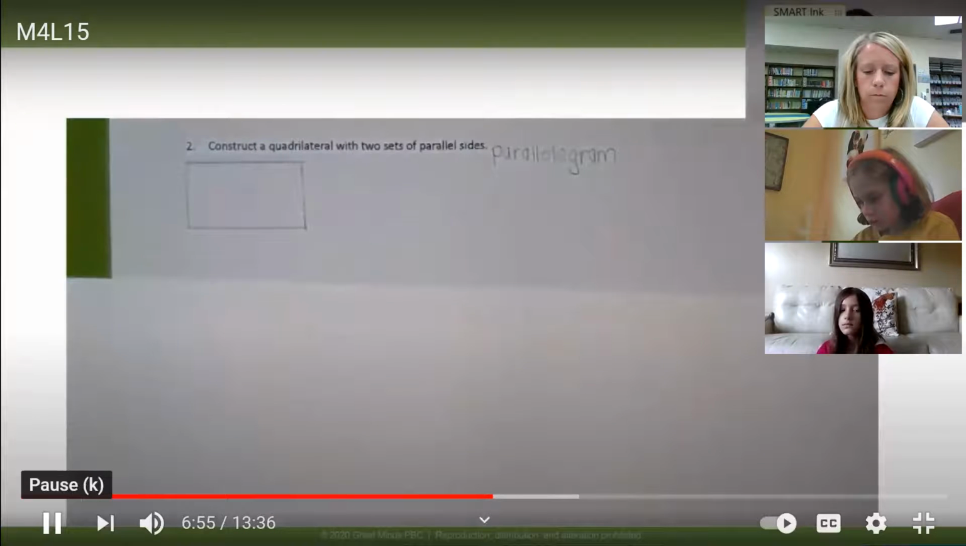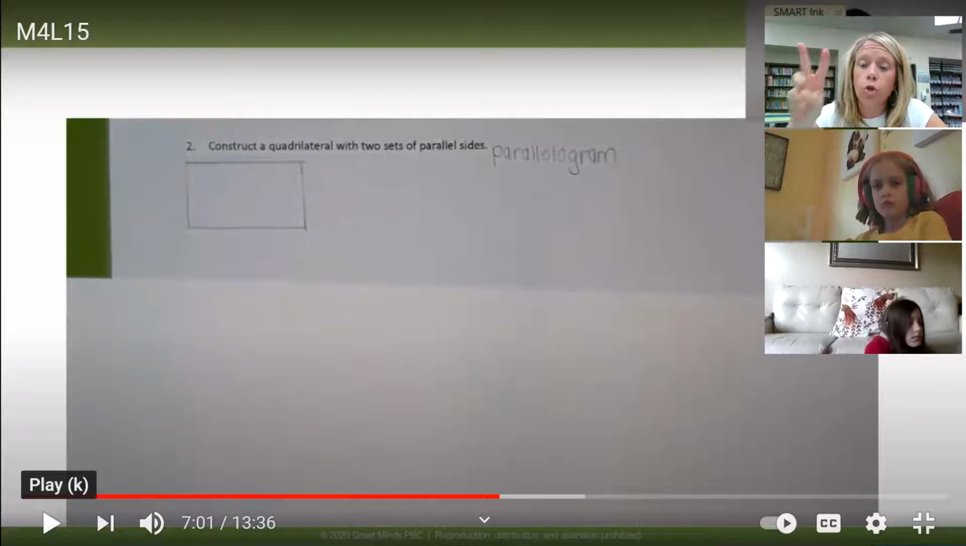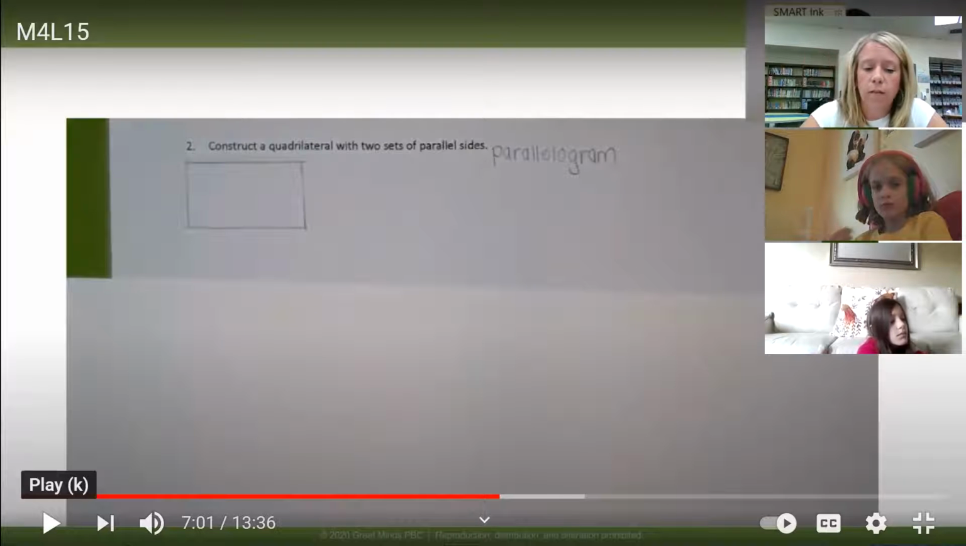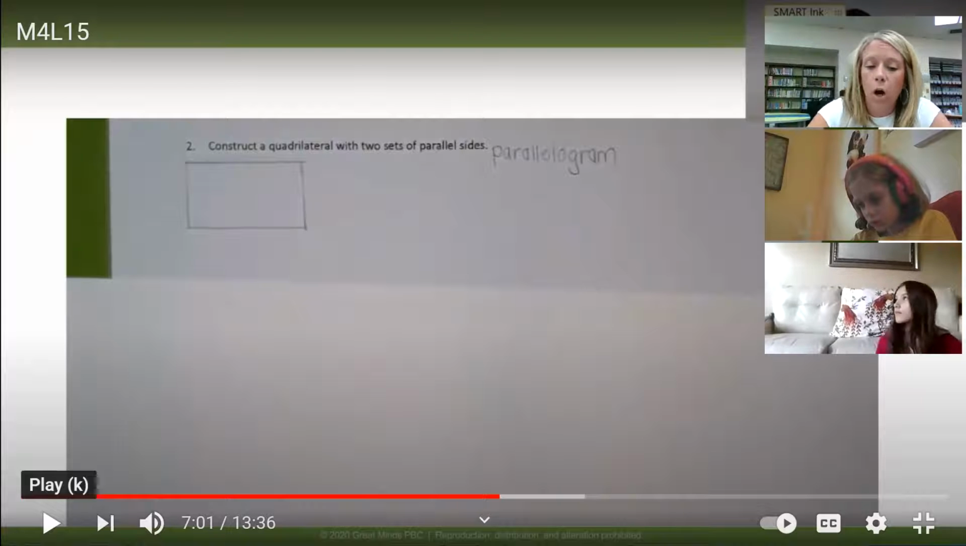I'd like you to pause the video here now to construct 2 more parallelograms for problem 2. Okay, so I am going to pause this here to give you time. Now you're going to draw 2 more figures that look different than the one we drew together that also have 4 sides and 2 pair of parallel sides. So go ahead. I'll give you about 2 minutes. And if you have your template and you find a figure on there, you can just go ahead and trace it. If not, use your straight edge to help you draw 2 more parallelograms.